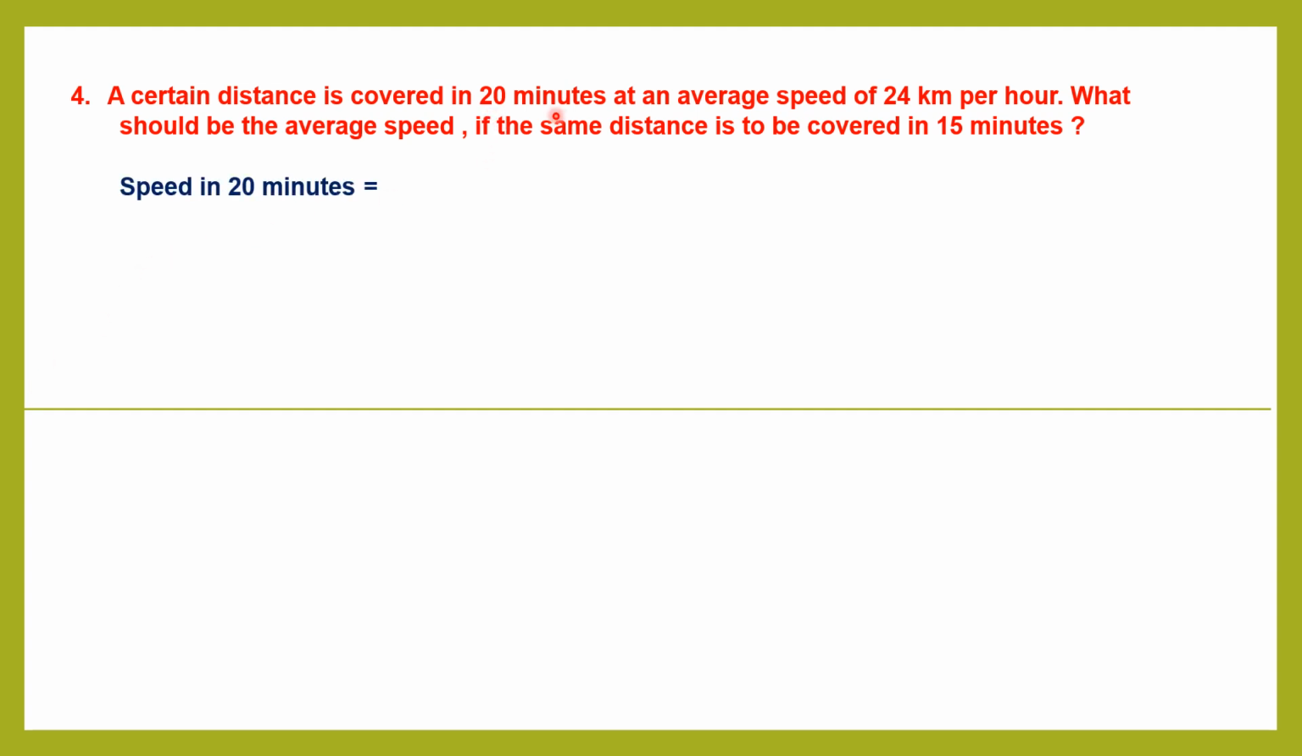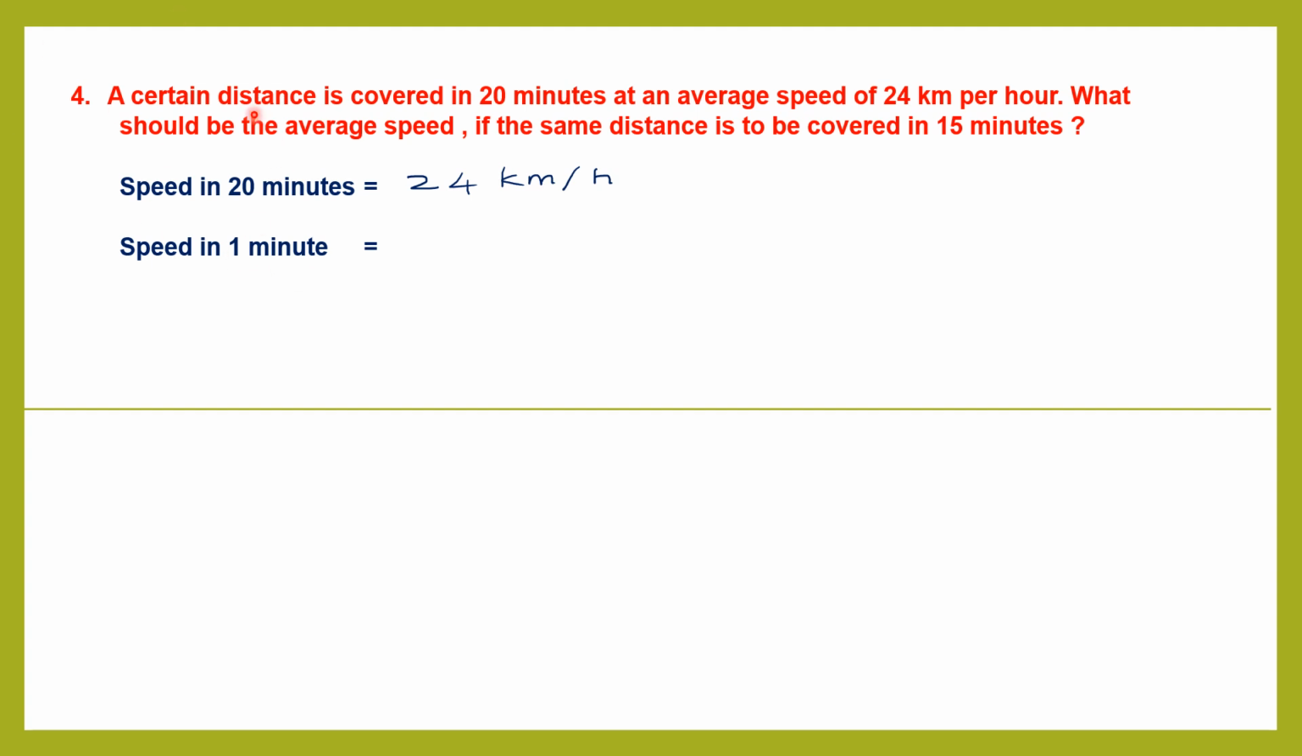Speed in 20 minutes is given to us, that is 24 kilometers per hour. So let's write that. In 20 minutes, it is 24 kilometers per hour. So now we have to find in 1 minute. Okay, now listen carefully children. In 20 minutes, if it is 24 kilometers per hour, the distance is covered in 1 minute.